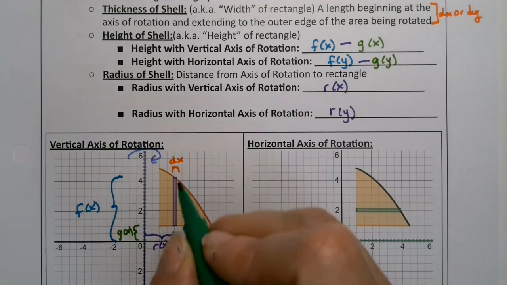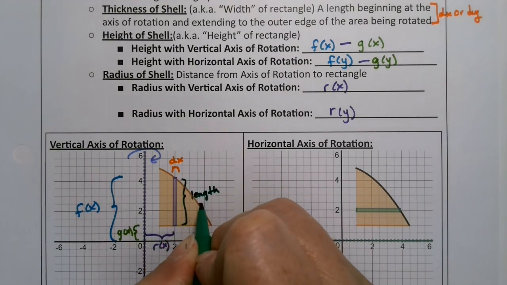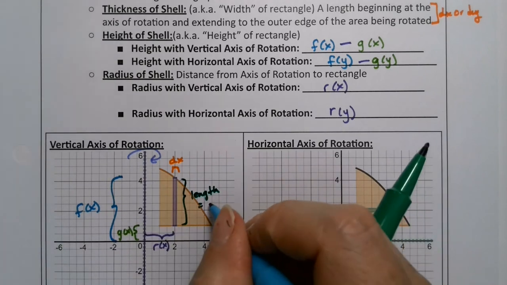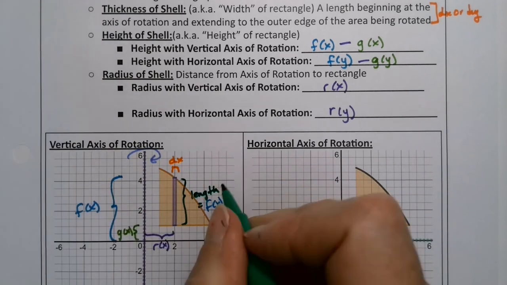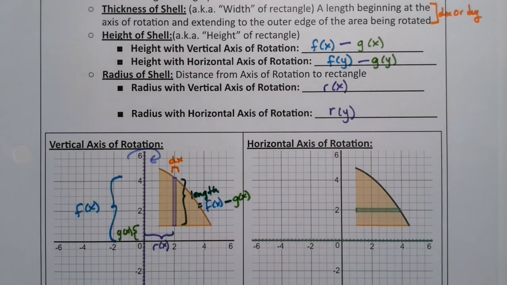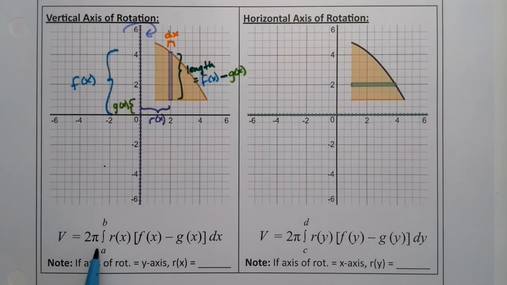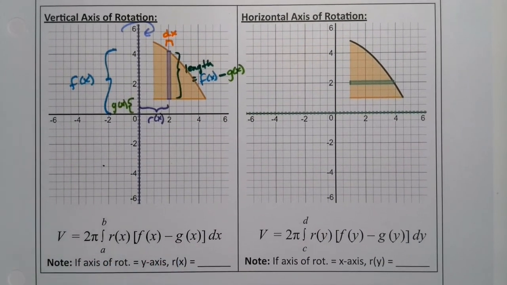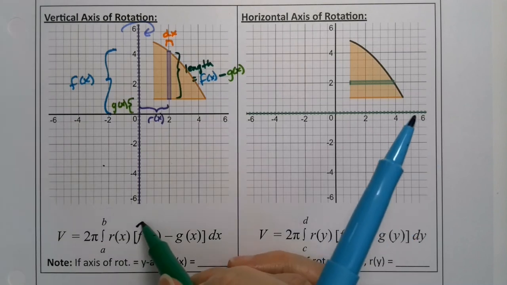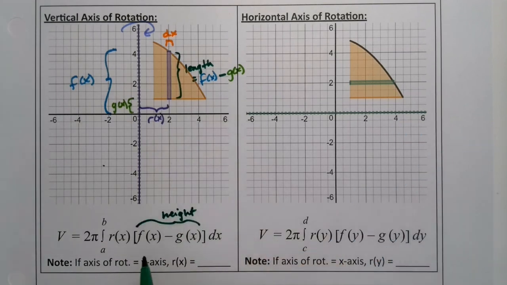Right? So I can say that the length is f of x minus g of x. All right, and that's what we've written right down here: 2 pi radius, height, right? This is the height right here, or the length, times the thickness.